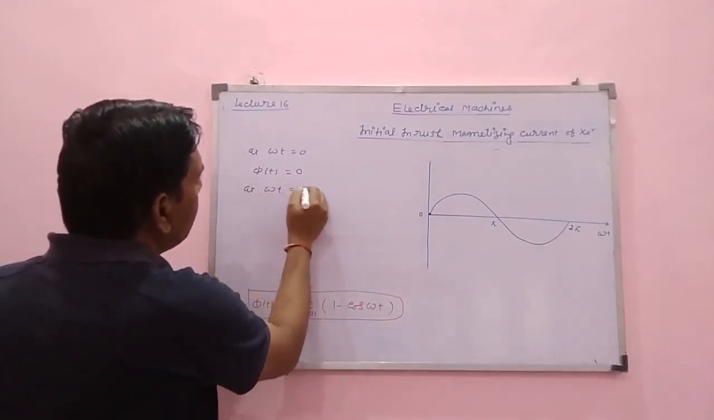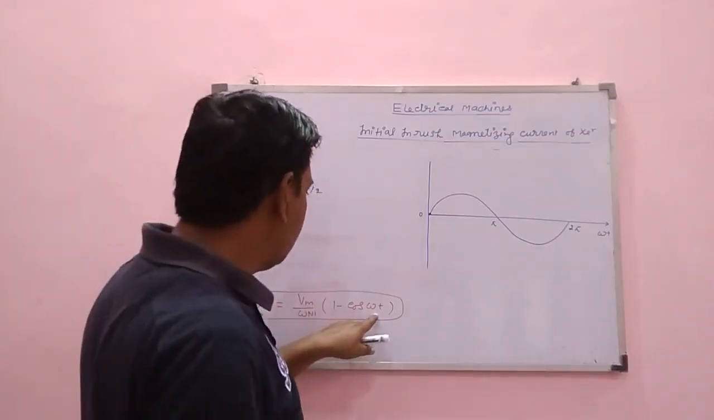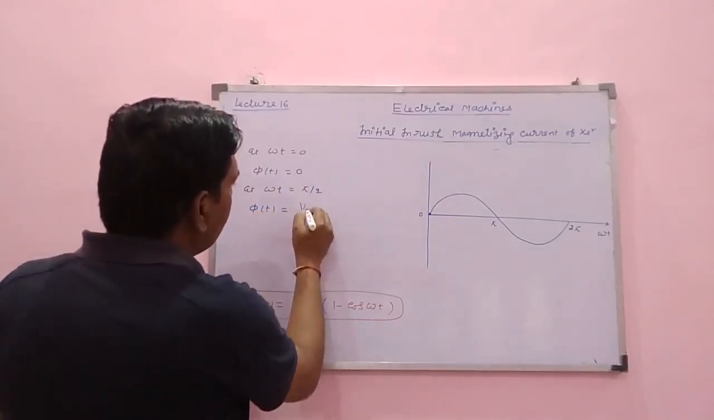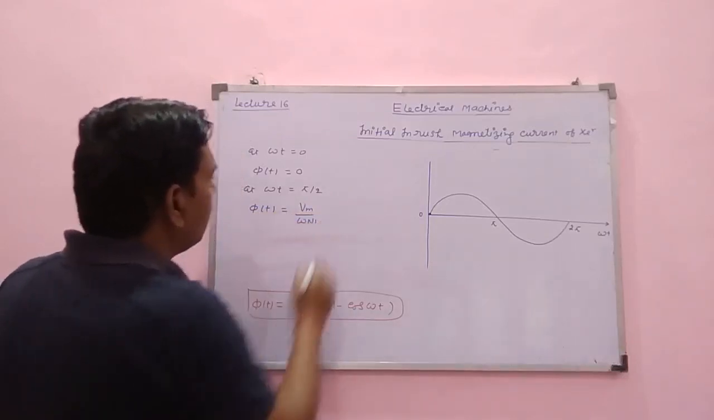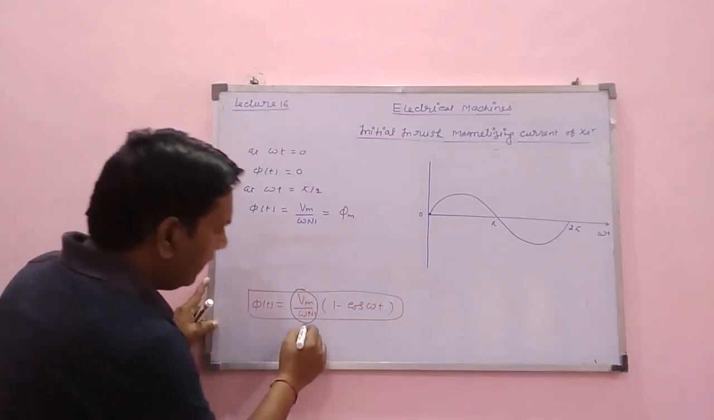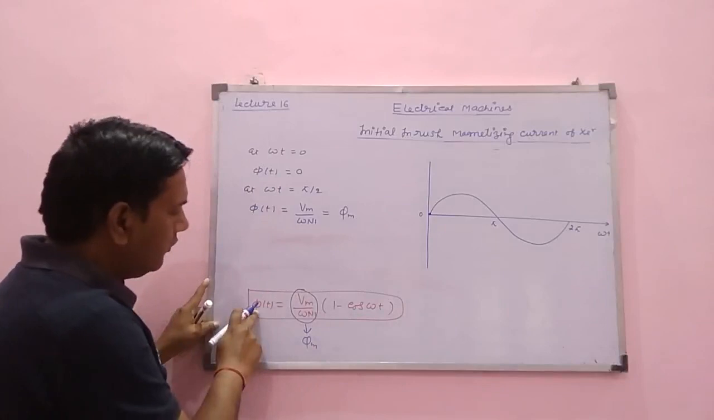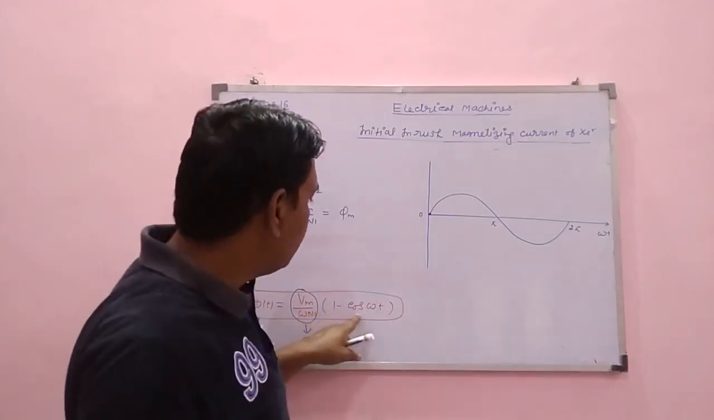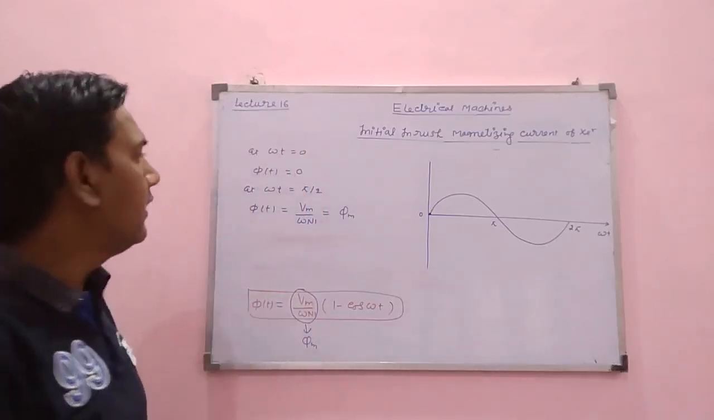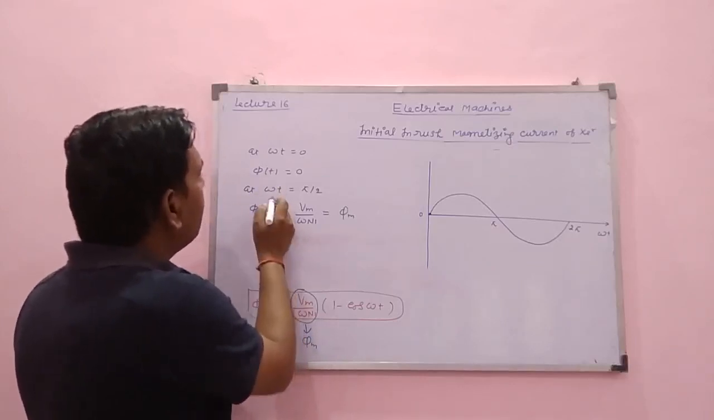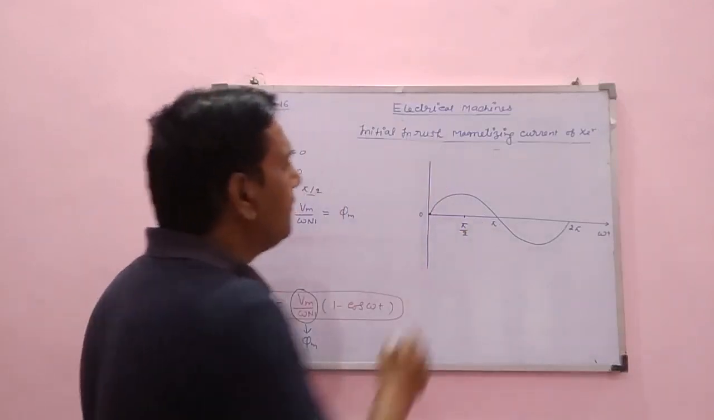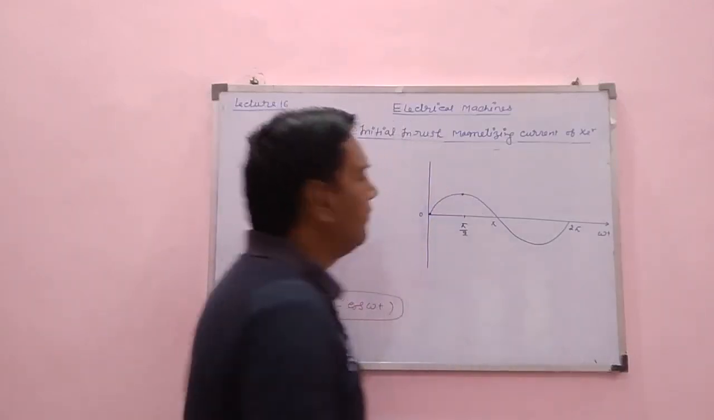Now at omega t is equal to pi by 2, you can see here when we put pi by 2, that cos pi by 2 is 0. So phi of t will be equal to how much? That is equal to Vm upon omega into n1. This is the maximum value of flux, and we can write that as phi m, because this flux will be maximum when the term 1 minus cos omega t will be equal to 1. So the maximum value of flux is Vm upon omega n1. So at the point omega t is equal to pi by 2, this is pi by 2, we are getting the maximum flux. This is the point of maximum flux.